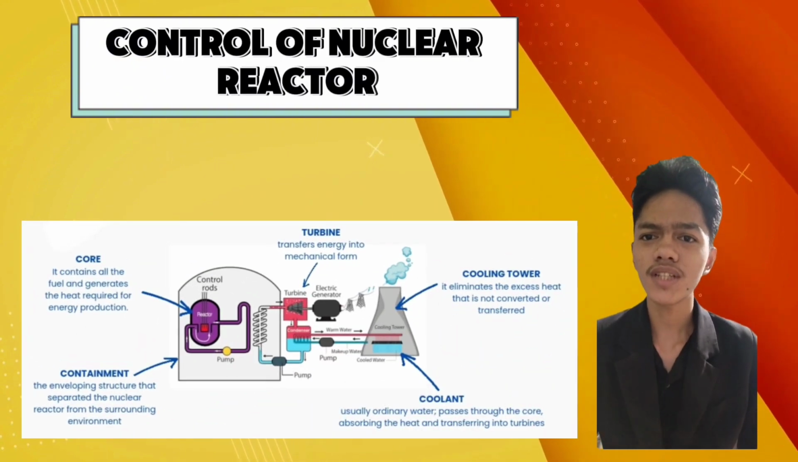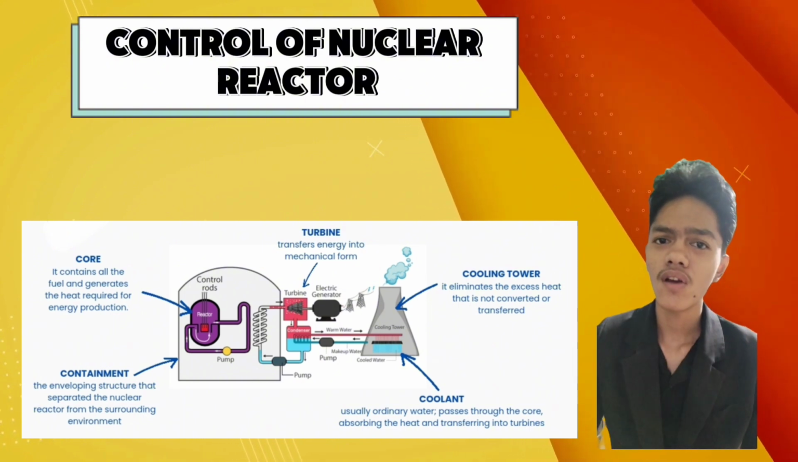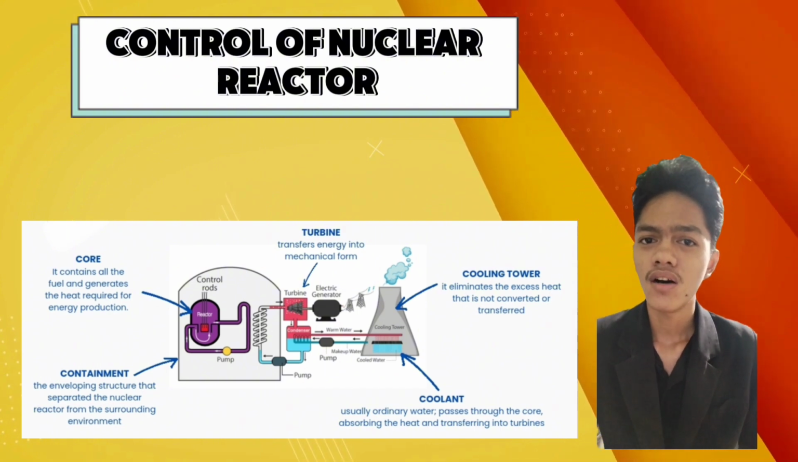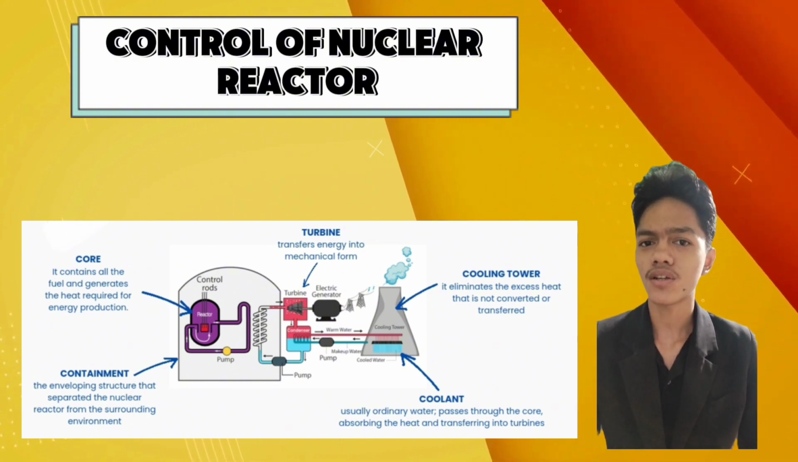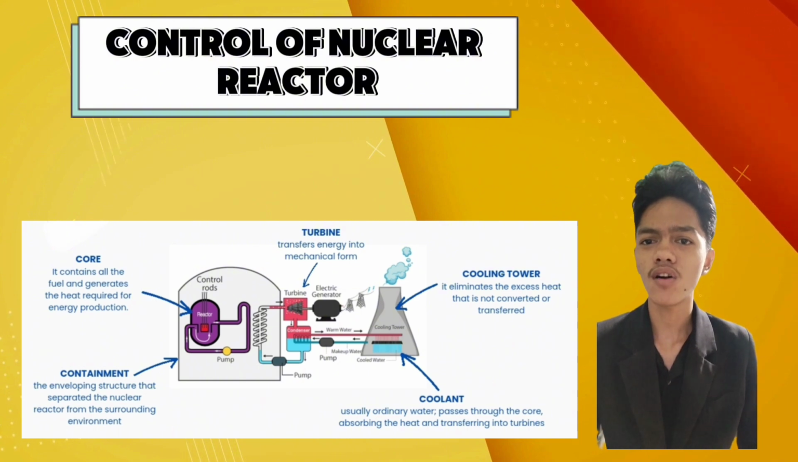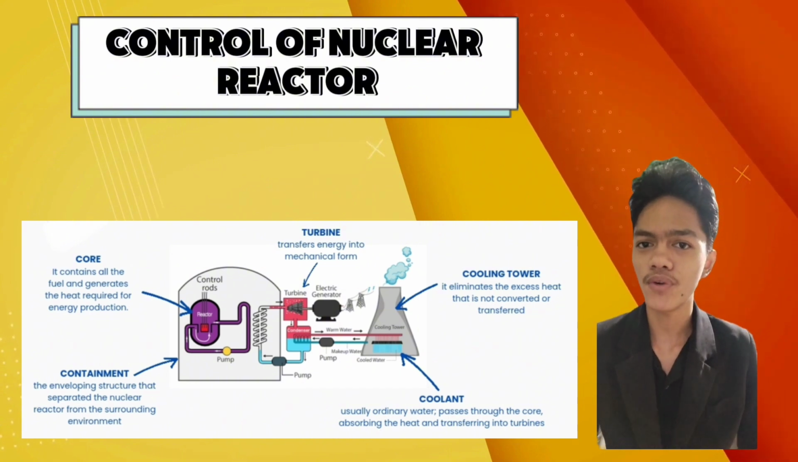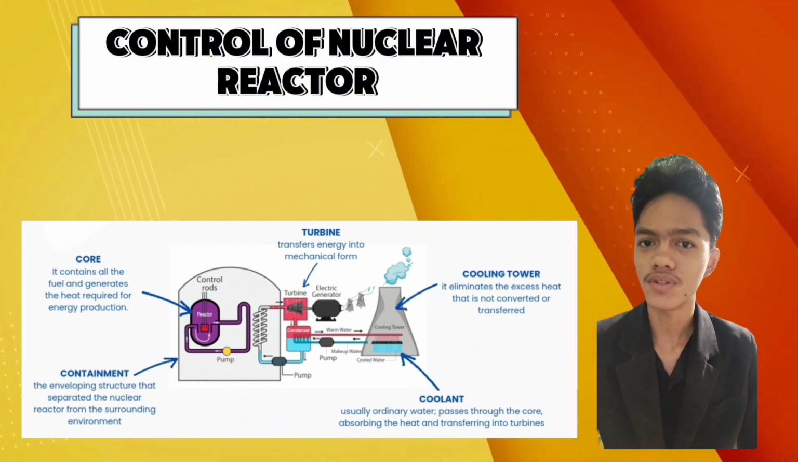And now, let's proceed to the control of nuclear reactor. We have 5 controls of the nuclear reactor: the core, turbine, containment, cooling tower, and coolant. The first one is the core. The core is where the nuclear fission reaction takes place. It houses the nuclear fuel, typically uranium in the form of fuel rods.